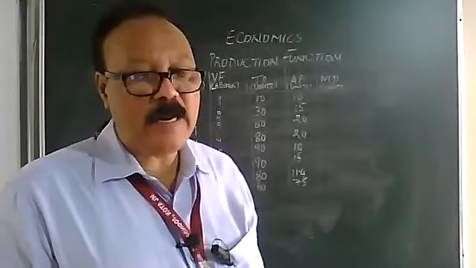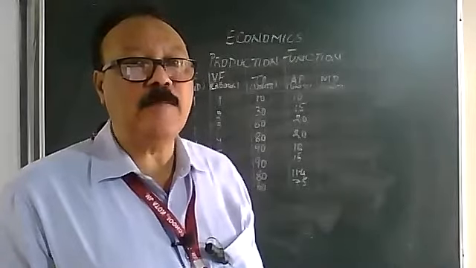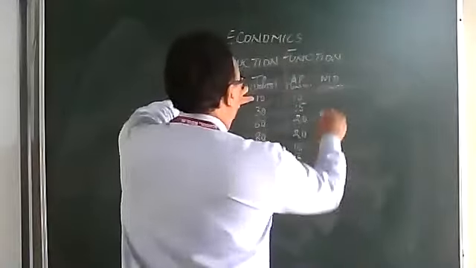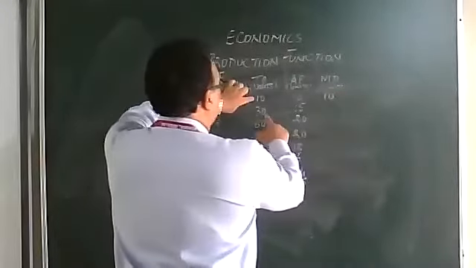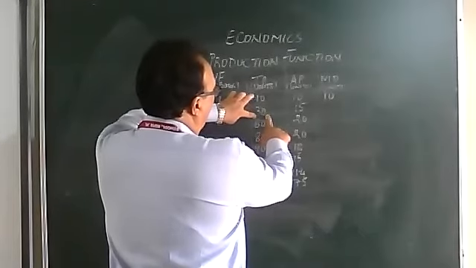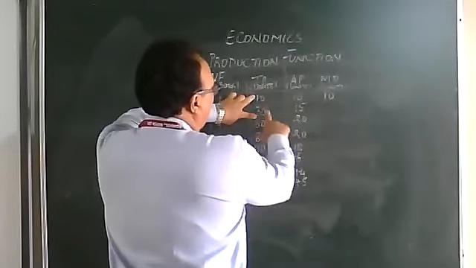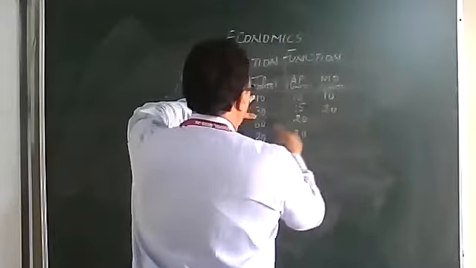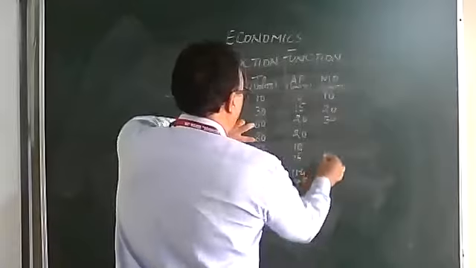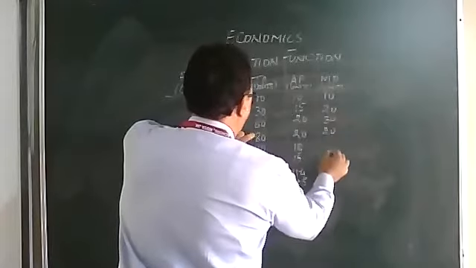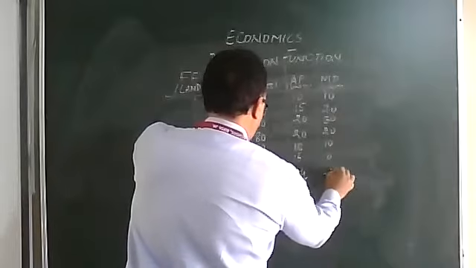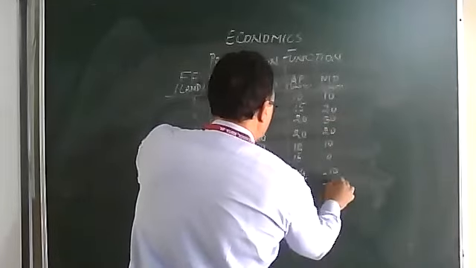So AP is calculated as TP divided by the variable factor. MP, how was MP calculated? TP n minus TP n minus 1. So TP is 10, minus 0 for n minus 1. Now TP becomes 30; 30 minus the previous 10 is 20. 60 minus 30 is 30. 80 minus 60 is 20. 90 minus 80 is 10. 90 minus 90 is 0. Then minus 10 and minus 20.